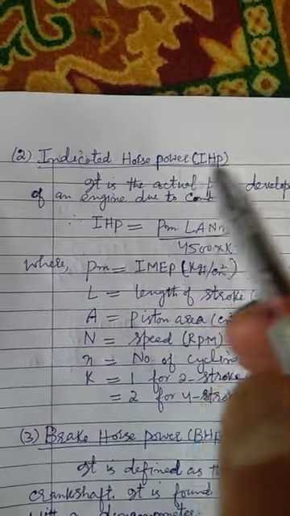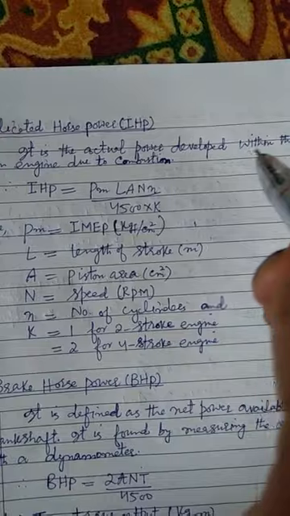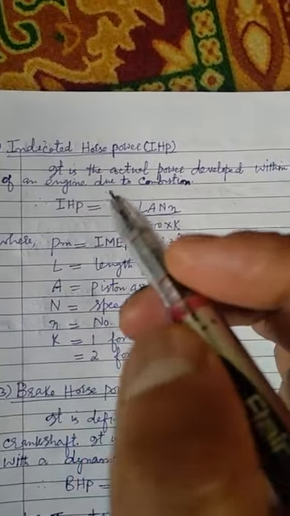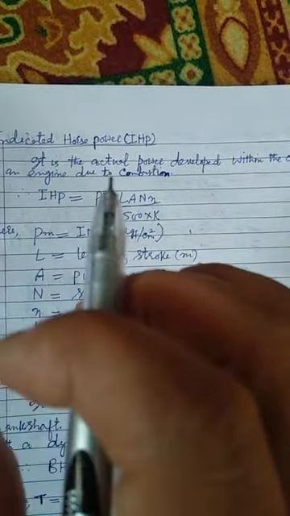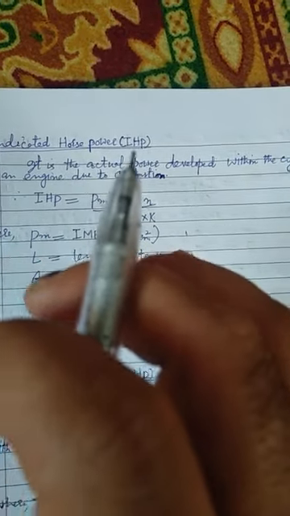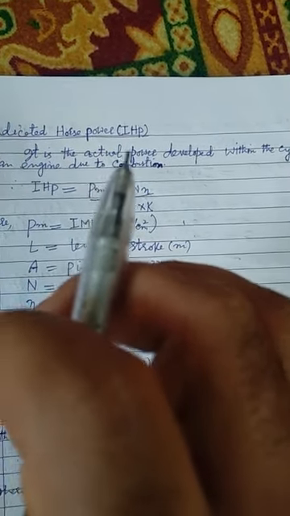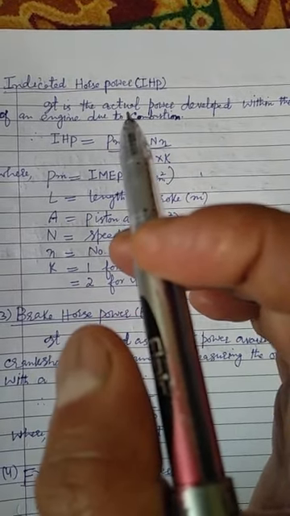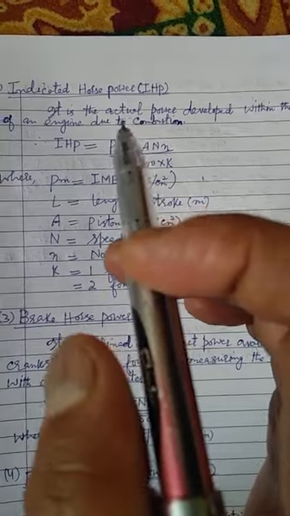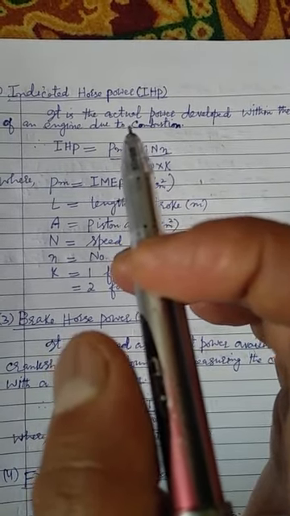Let us move on to the next topic, indicated horsepower. It is the actual power within the cylinder of the engine due to combustion. Briefly, indicated horsepower means the power developed by the cylinder of the engine. It is the actual power developed by the cylinder of the engine. So here we are considering all the losses in the indicated power.